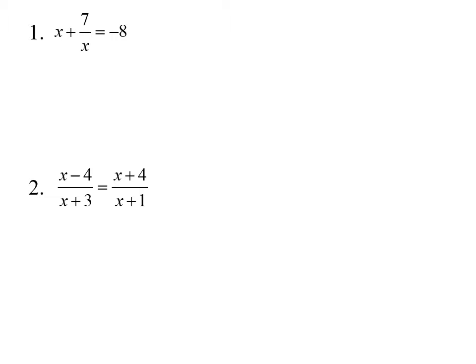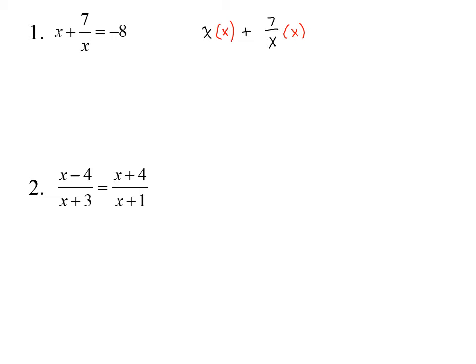So if you remember back in Chapter 1, we talked about how the first thing we had to do was get rid of all the fractions before we isolated the x. That's what we have to do here, get rid of all the fractions first. Notice in this first one, where we have x plus 7 over x equals negative 8, the first thing I would like to do is get rid of the x on the bottom. So I'll take the x that's on the bottom and multiply everything in the problem times x. This will get rid of that x on the bottom.